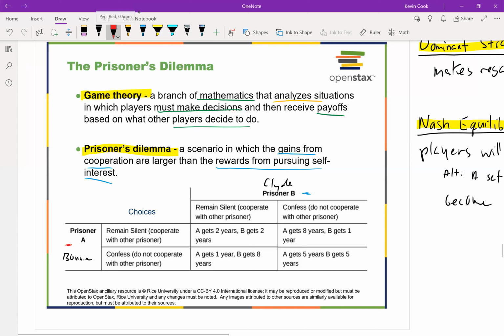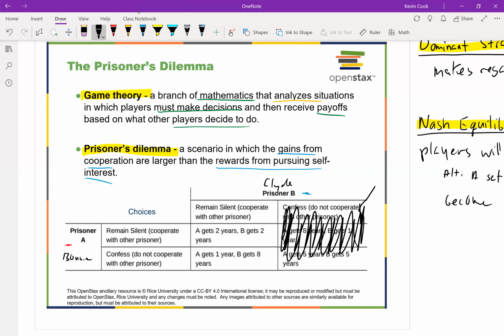The first thing I'm going to do as Bonnie, and I don't recommend crossing this out, I'm crossing it out because I can easily erase that, is say: if I know that Clyde is going to remain silent or cooperate, I have a choice between either 2 years in prison or 1 year in prison. In which case, I would rather have 1 year than 2 years.